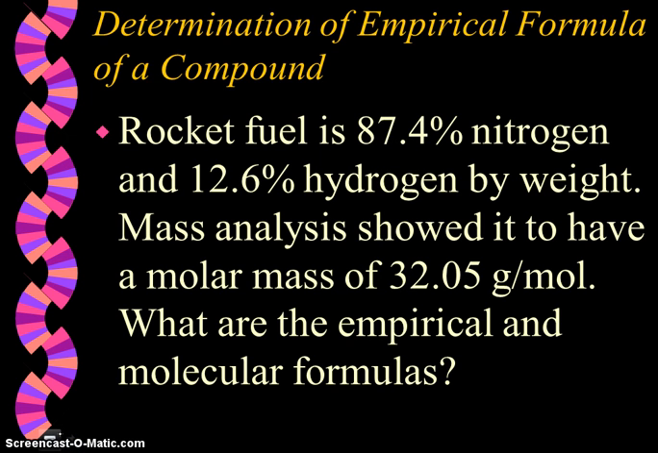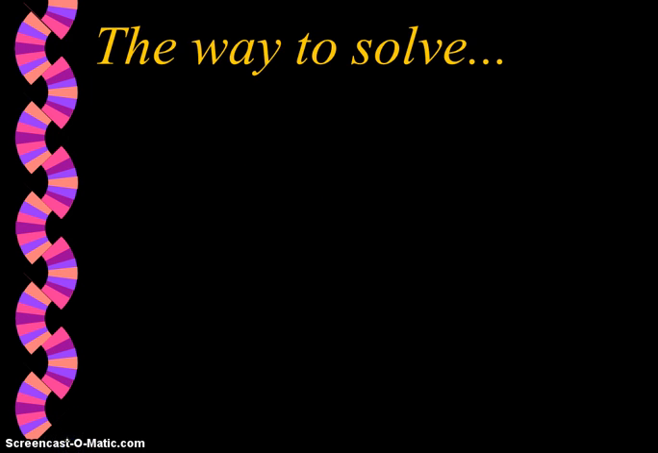So let's say we're looking at rocket fuel. And we're told that rocket fuel is 87.4% nitrogen and 12.6% hydrogen by weight. Mass analysis also tells us that the molar mass for this rocket fuel is 32.05 grams per mole. We first want to find out what the empirical formula is, and then we want to determine what the molecular formula is. So the things we're going to do.